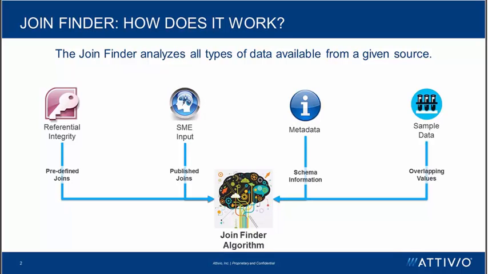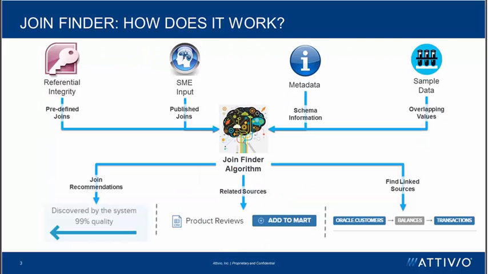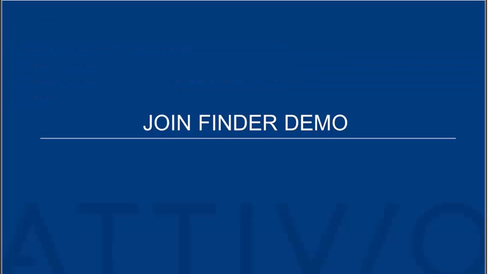All of this information is pulled in to the Join Finder algorithm, and this algorithm builds out that graph. Once that graph is built out, that graph can then be consulted for enabling the pieces of functionality such as recommending joins, discovering related sources, and also completing graphs and completing the unification of sources within a mart. So now that we have a better understanding of what it does and how it works, let's take a look at a demo.